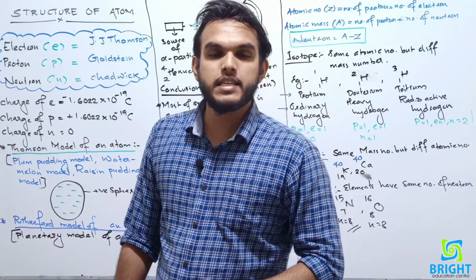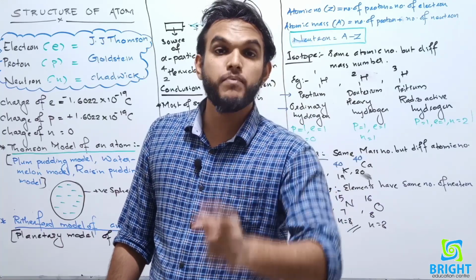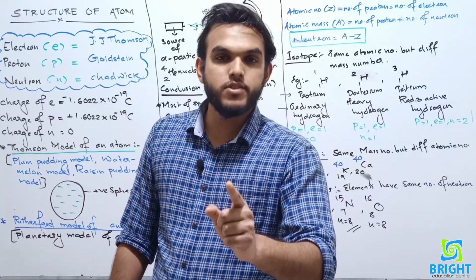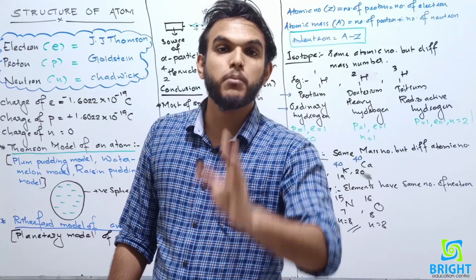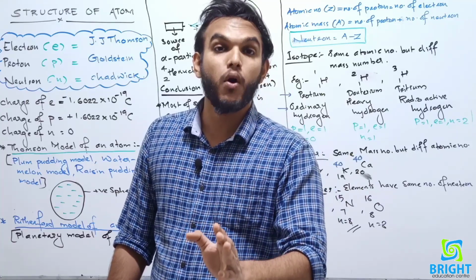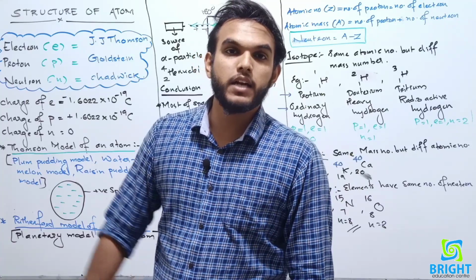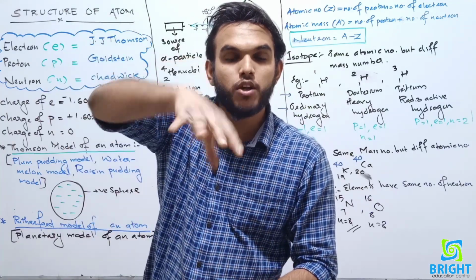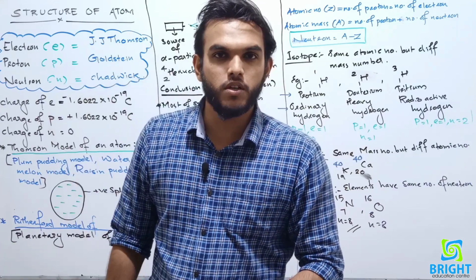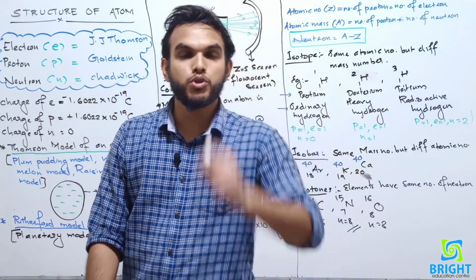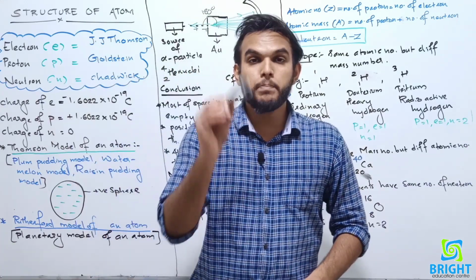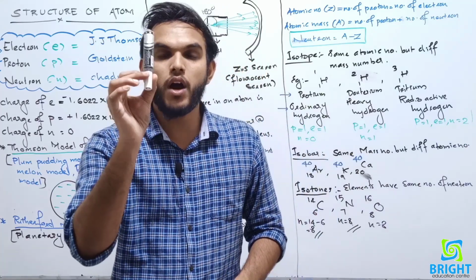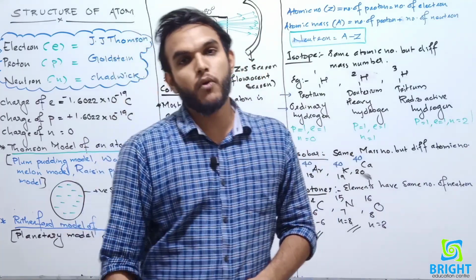First of all, we discuss the Thomson model of an atom. It is also known as the watermelon model or plum pudding model of an atom, because it has a positive sphere in which the negative electrons are uniformly distributed. Then we discuss the Rutherford model of an atom. It represents the solar system, therefore it is also known as the planetary model of an atom.